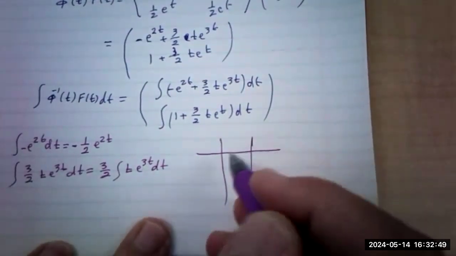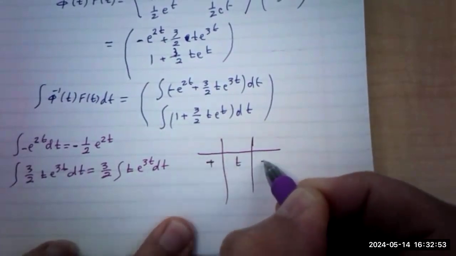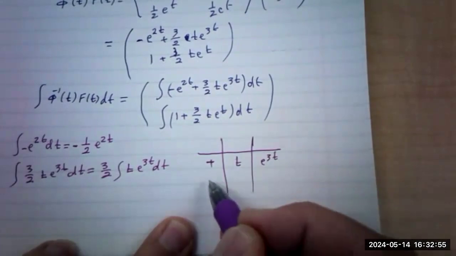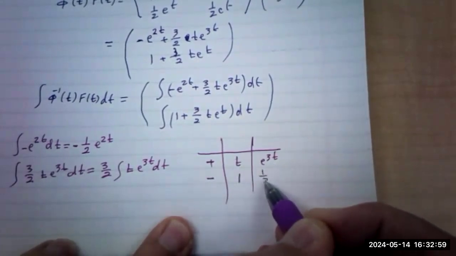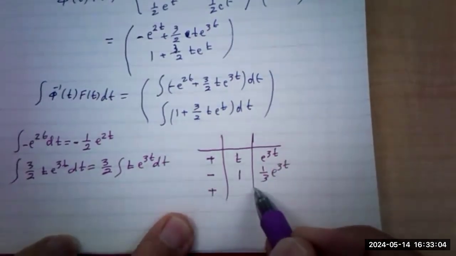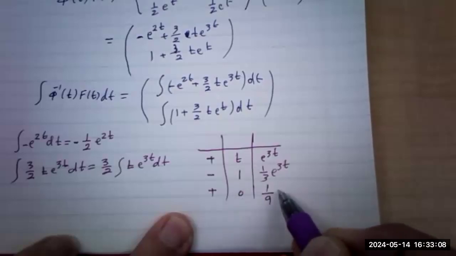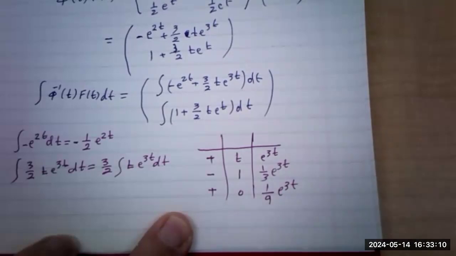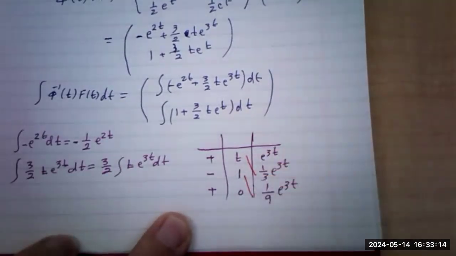So this is going to be positive. We put the t, and we have the e to the 3t. And this would be negative. You differentiate, you integrate, 1/3 of e to the 3t. One more step, this would be 0. You integrate again, that gives you 1/9 e to the 3t. So you collect the information. This is it.